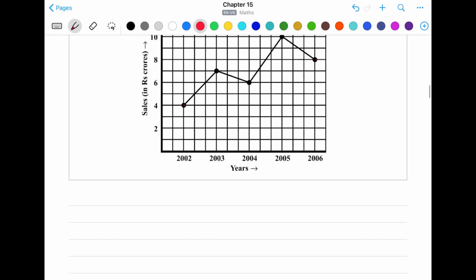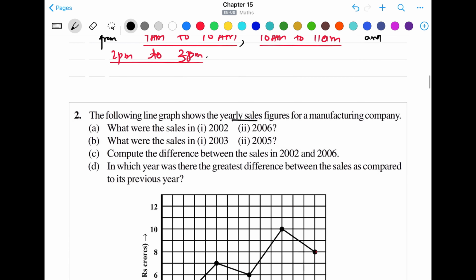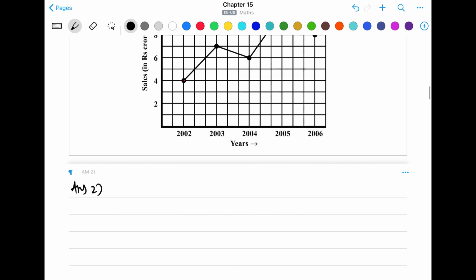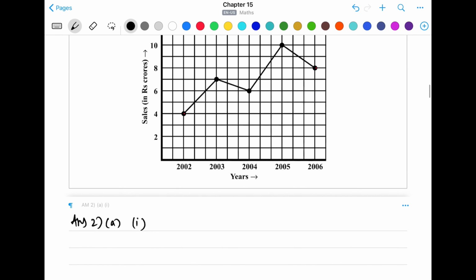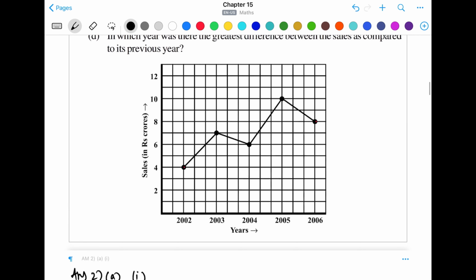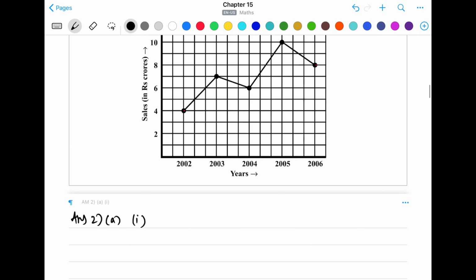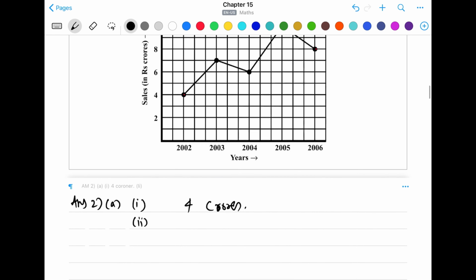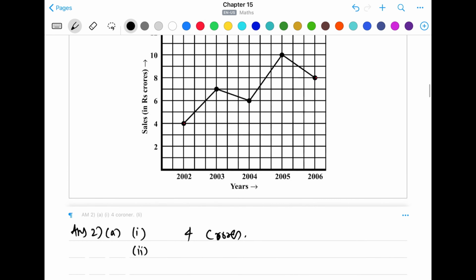So the answer for question number 2, part A, it's first. So first we are asked what was the sale in 2002. In 2002 sale was 4 crores. So we'll directly write in 2002 the sale was 4 crores. Part second, in 2006 the sale was 8 crores.